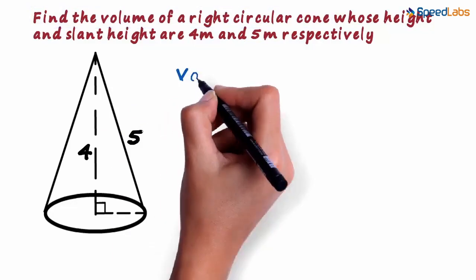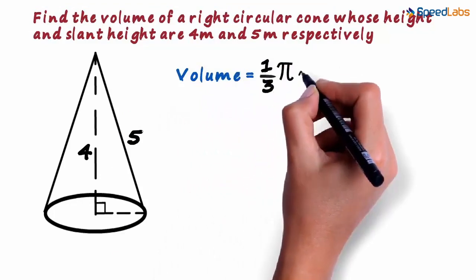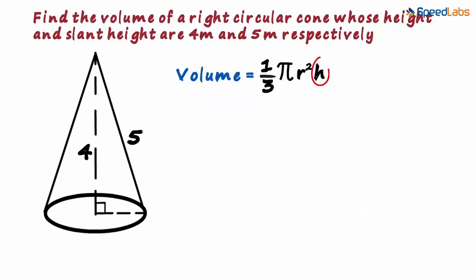The volume of a right circular cone is given as 1 by 3 pi r squared h, where h is the perpendicular height and r is the radius of the base. We have h, but what we do not have is the radius of the base. How do we find r? Look at the figure closely.